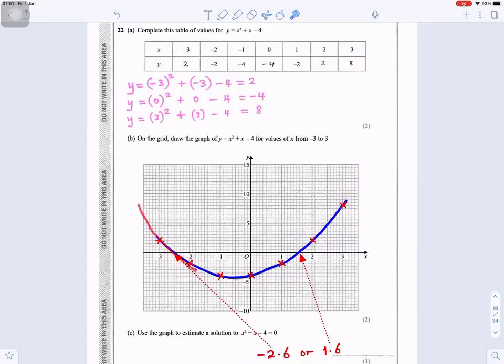Now you join it with a smooth curve. Do not use a ruler and do not draw straight lines to join the points. You won't get the mark in an exam.